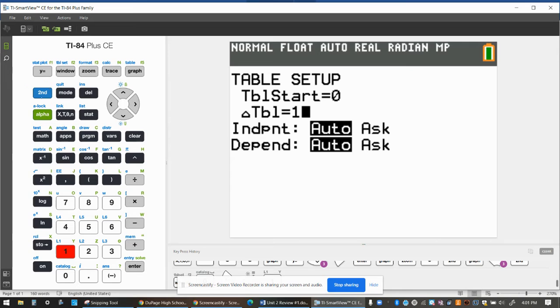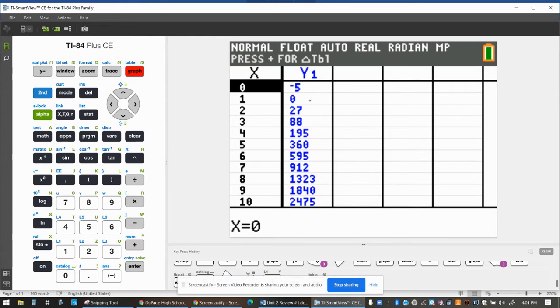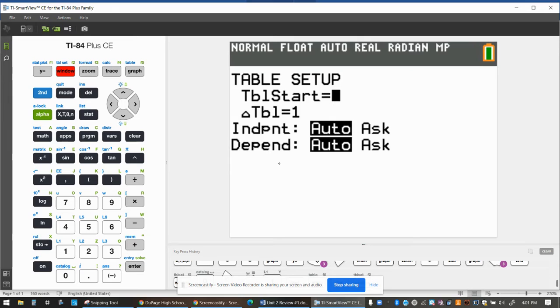So I'm going to go back to second graph. You can see my table, and this is probably how your table showed up. It had only whole numbers, but you can definitely adjust it so that it counts by half. If you go back to second window, you can change your delta table, that's what you count by. You can count by halves.